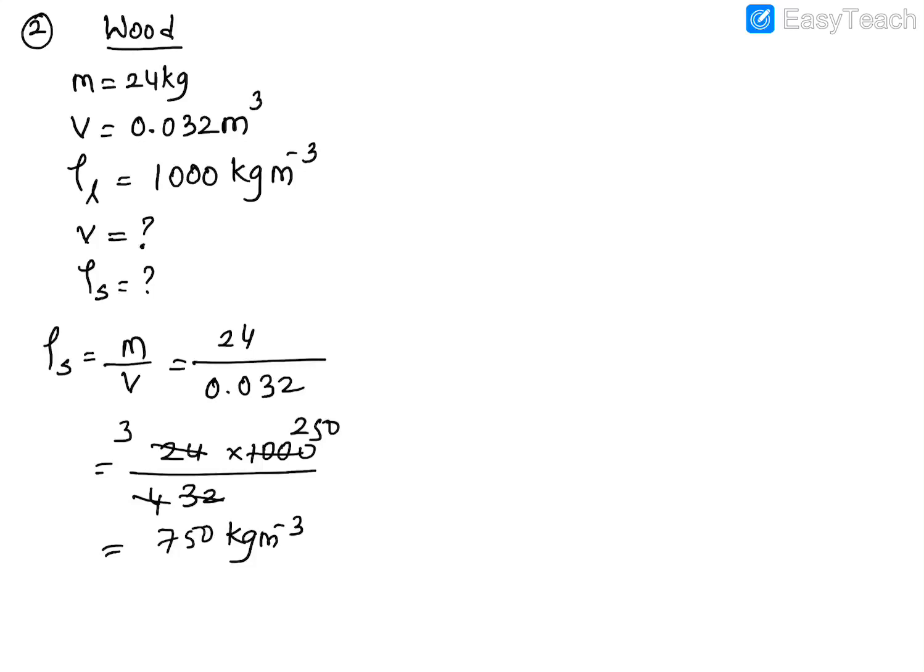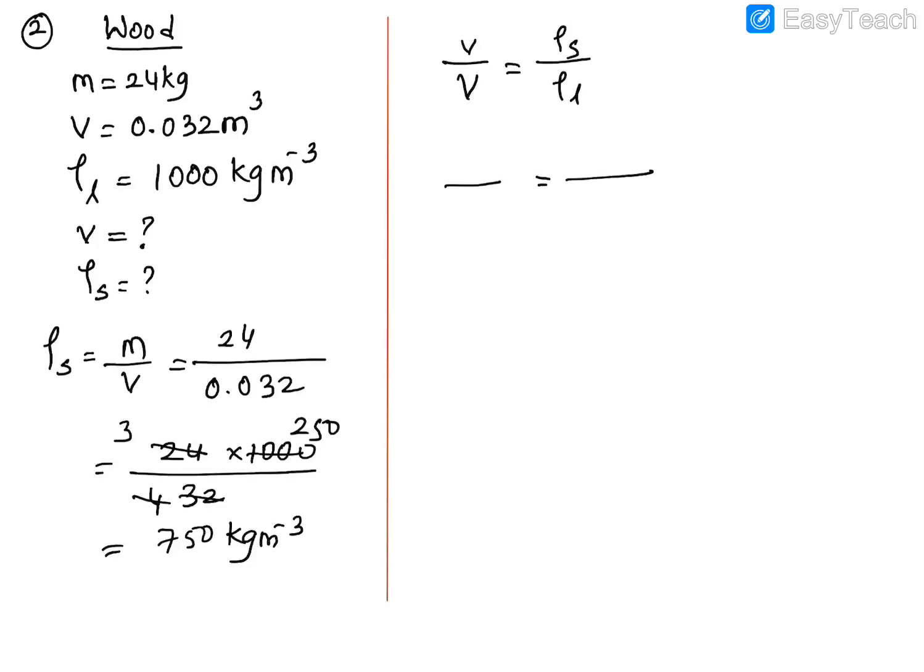Okay, now we also have to calculate what? Small v. How to calculate small v? So small v upon capital V is equal to rho s upon rho L formula. Let's start substituting now. What is small v? We don't know. Capital V is 0.032. The density of solid is 750. The density of liquid is 1000. Now cross multiply. First, what is 750 upon 1000? In fraction it will become 3/4. And 0.032 will go on the other side.